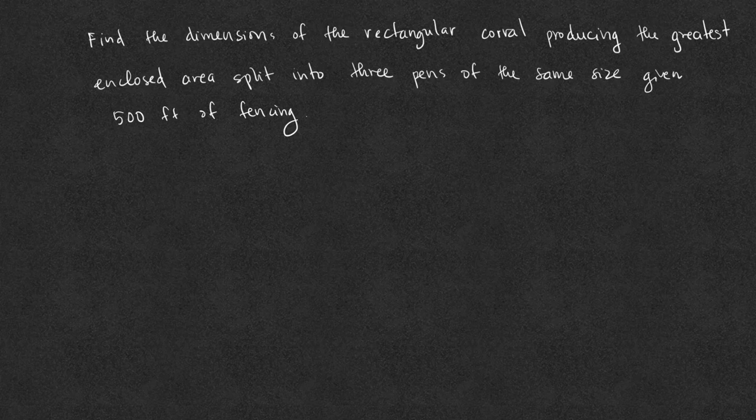Find the dimension of the rectangular corral producing the greatest enclosed area, split into 3 pens of the same size, given 500 feet of fencing. The first step in solving any word problem is to see if we can draw a diagram. In this case, this corral has a shape of a rectangle.